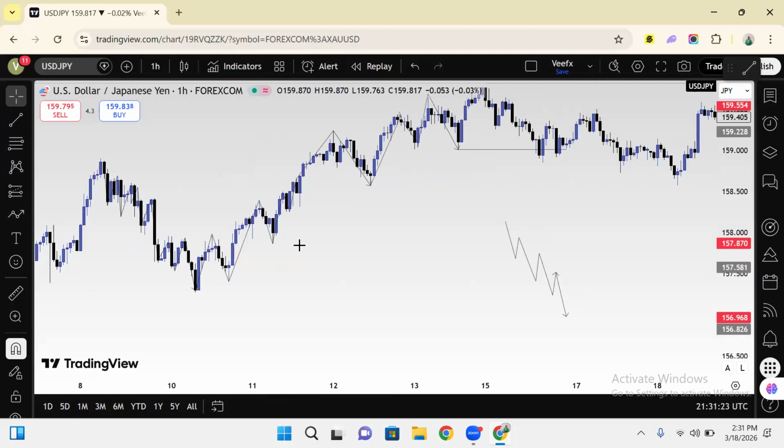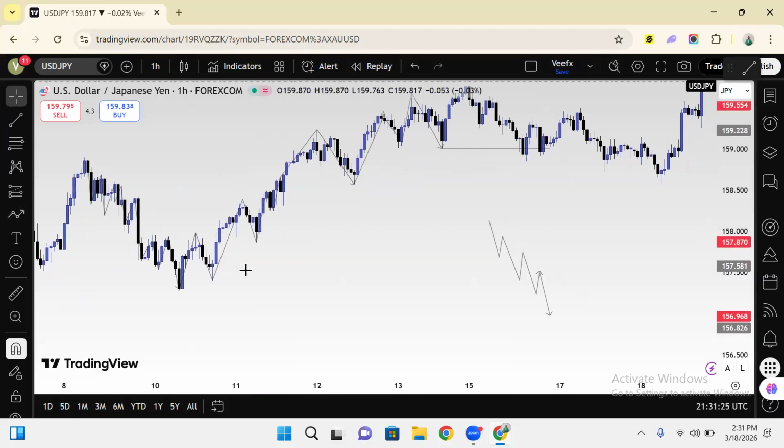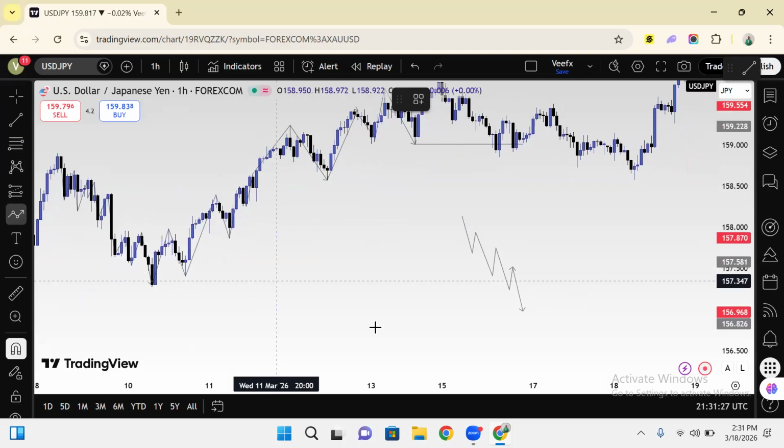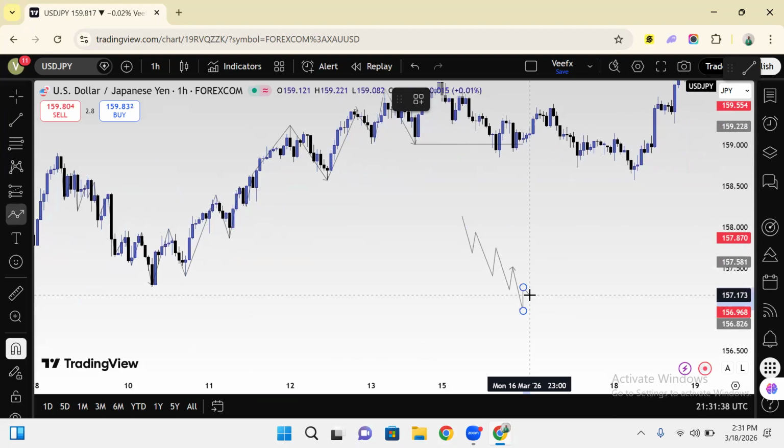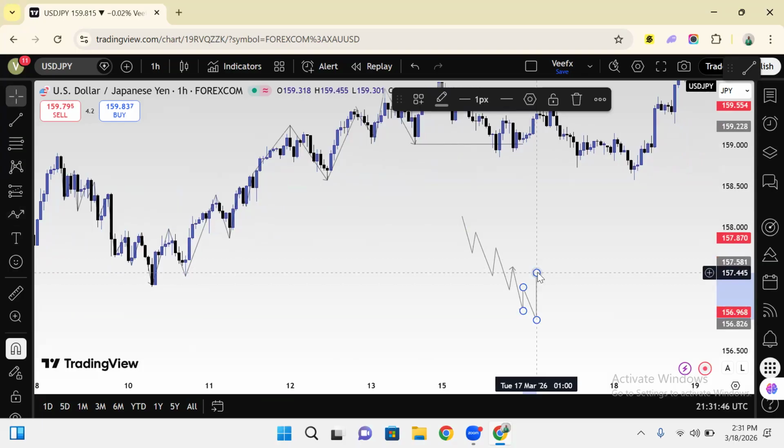Now, the concept of market structure shift. How do you identify a market structure shift? Let's say, for instance, the market was on a downtrend. And remember, I've shown you guys the pattern for a downtrend. Now, let's say something like this happened. Let's say the market gave you your lower high and then gave you a lower low that eventually took out this lower high with a body, not a wick, a body.